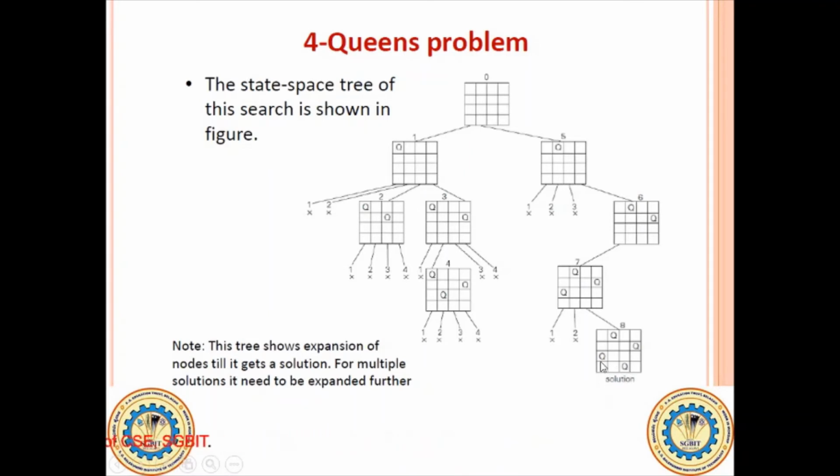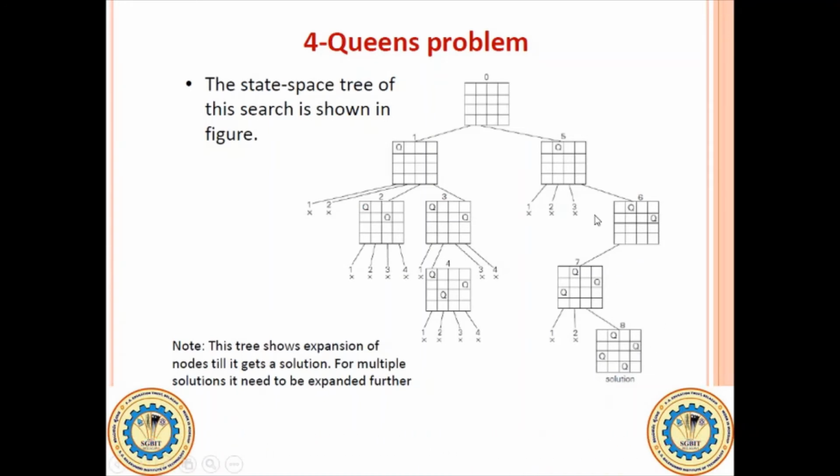No two queens are meeting diagonally, or are in the same column, or in the same row. So this is how we got one solution. The mirror image of this solution is the second solution for this four queens problem. So this is one solution we have got.